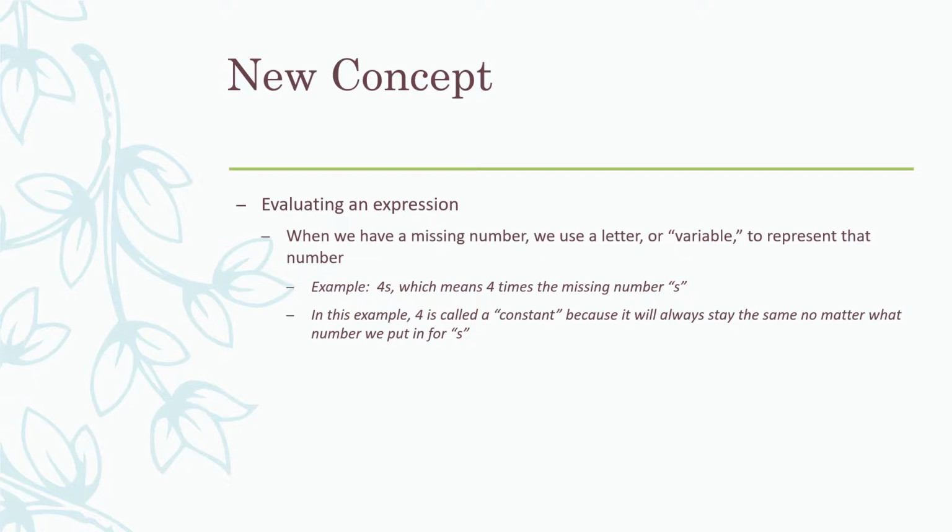The other number, 4, that we are given is called a constant. That's always going to be the same number. It's always going to be 4, no matter what we put in for s. So we always have a constant and a variable.